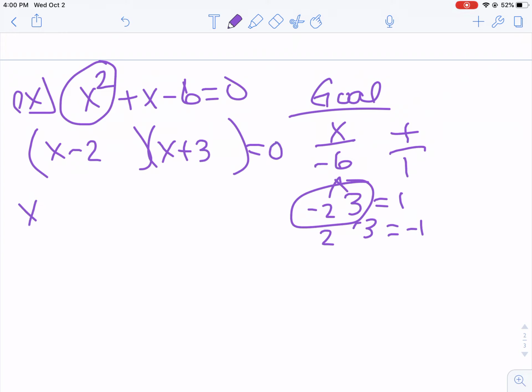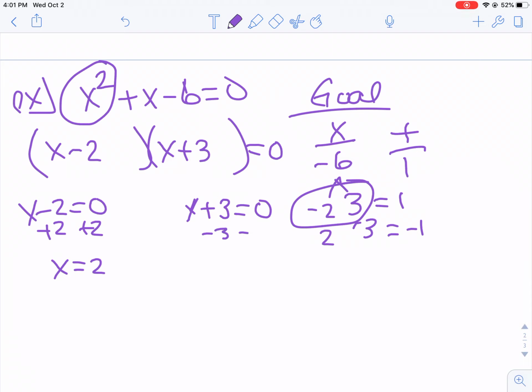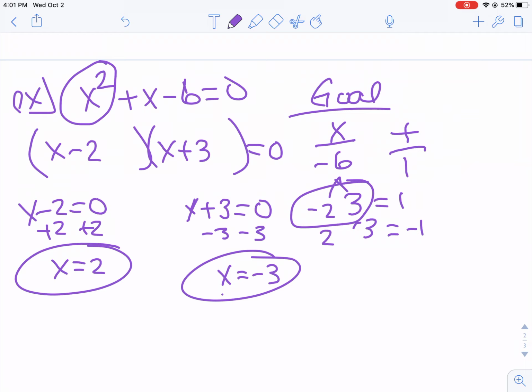Now we're going to take our two factors, x minus 2 and x plus 3, and set them equal to 0. And now we're going to solve. On this one I add 2 to both sides, so x equals 2. On this one I subtract 3, so x equals -3. So x equals 2 and x equals -3. And you're done.